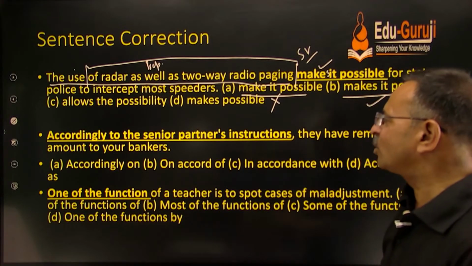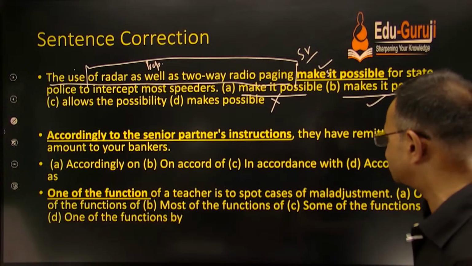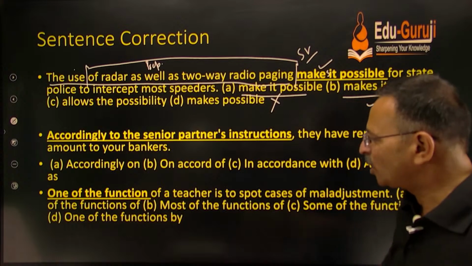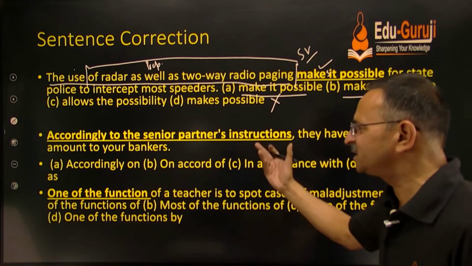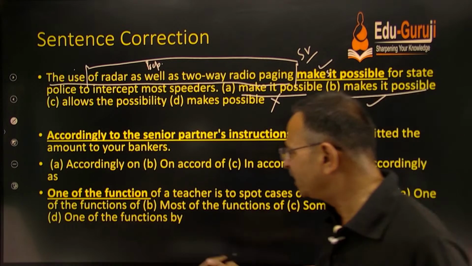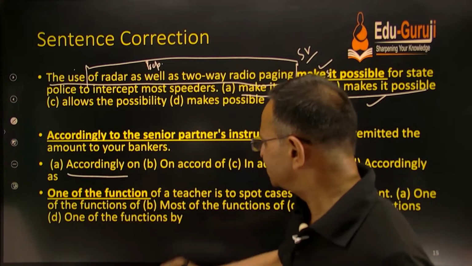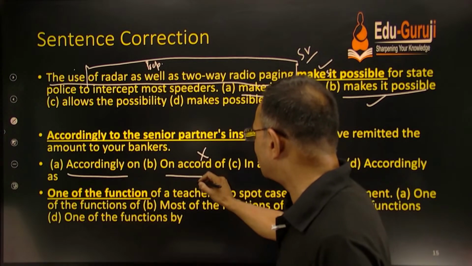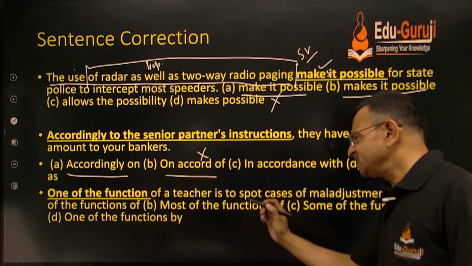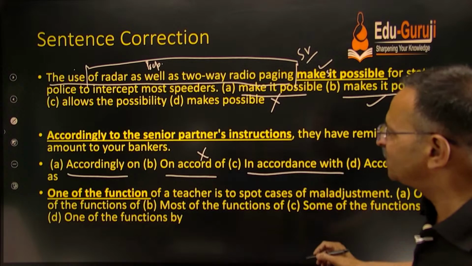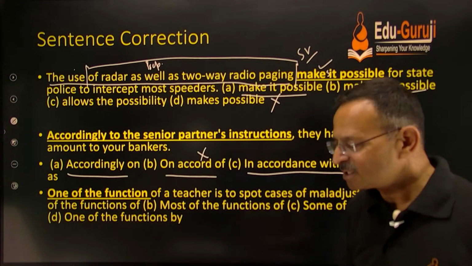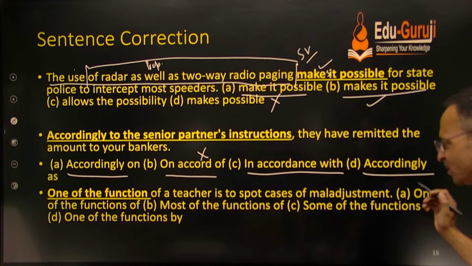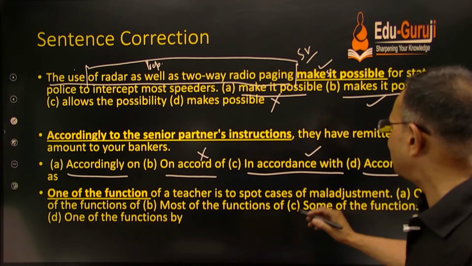The next one is: "According to the senior partner's instruction, they have remitted the amount to your bankers." "Accordingly to the senior partner's instruction", definitely it is not correct. "Accordingly on", no, we do not see this type of construction. "On accord of", this is of course incorrect. Basically it should be "on account of", so this is incorrect. "In accordance with" means in compliance with. And "accordingly as", of course, this is also not right. So the right answer would be "in accordance with".